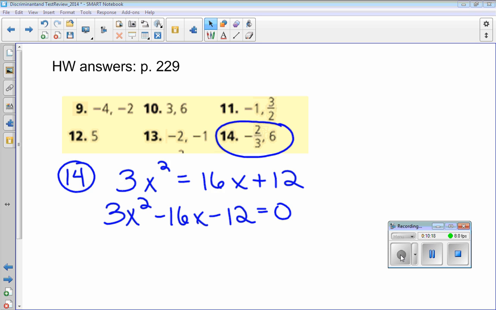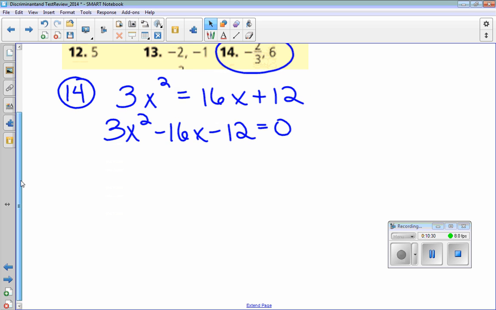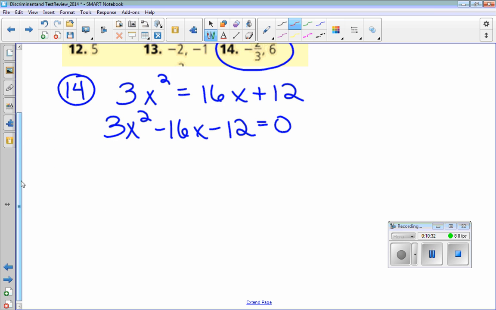It doesn't matter. I tend to like my leading coefficient positive because it makes it easier to factor if we're going to factor. But since we're doing the quadratic formula, it really doesn't matter. So I have my A, my B, and my C. But if you don't have the signs correct, your answers won't be either, okay? So our A is going to be 3, our B is negative 16, and our C is negative 12.